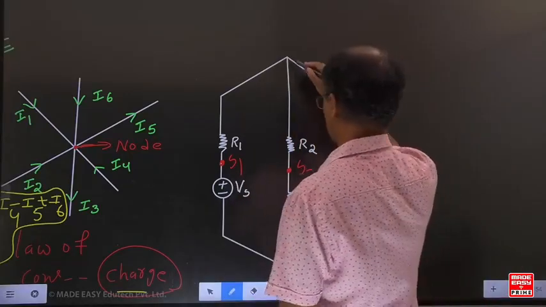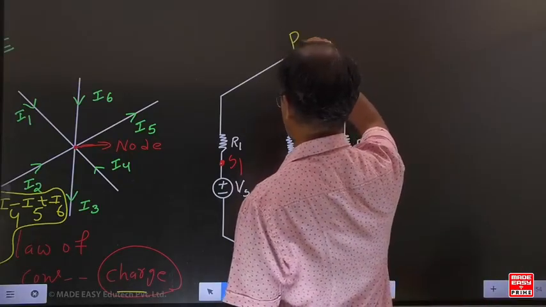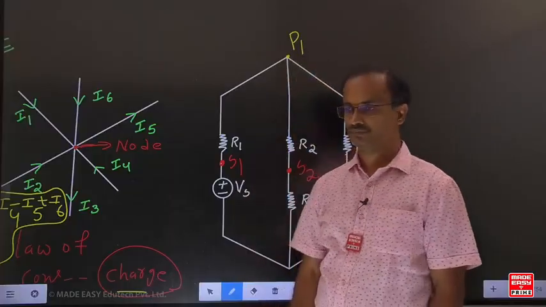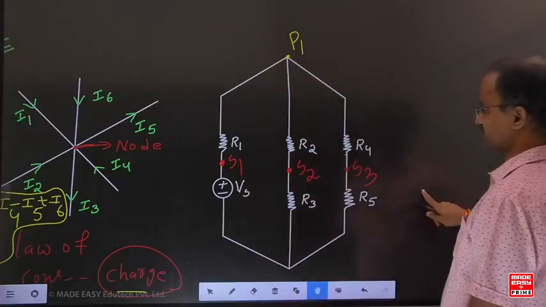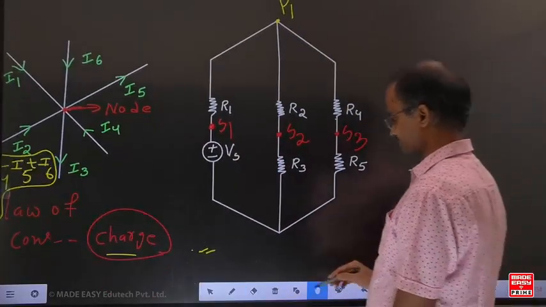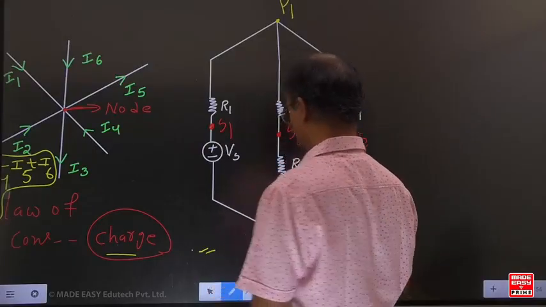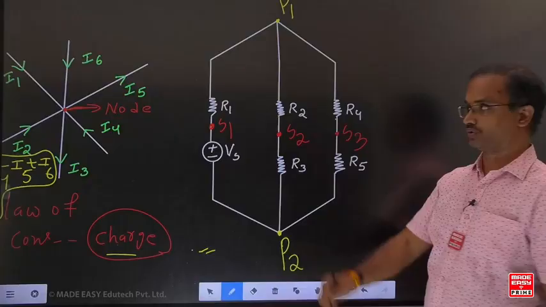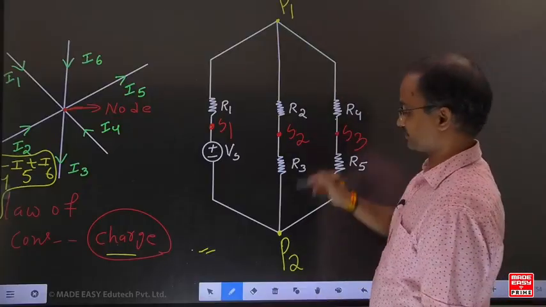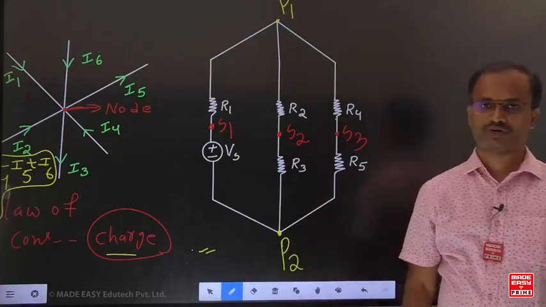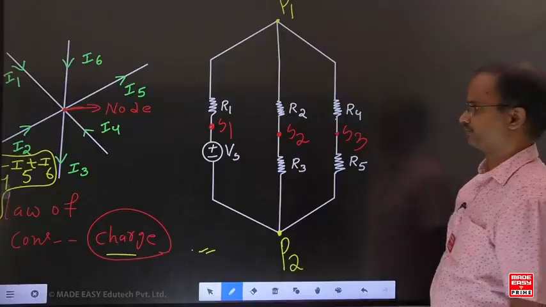And the other statement here is the principal node. If more than two elements are connected together, then the common point is known as a principal node. The common point is a principal node.